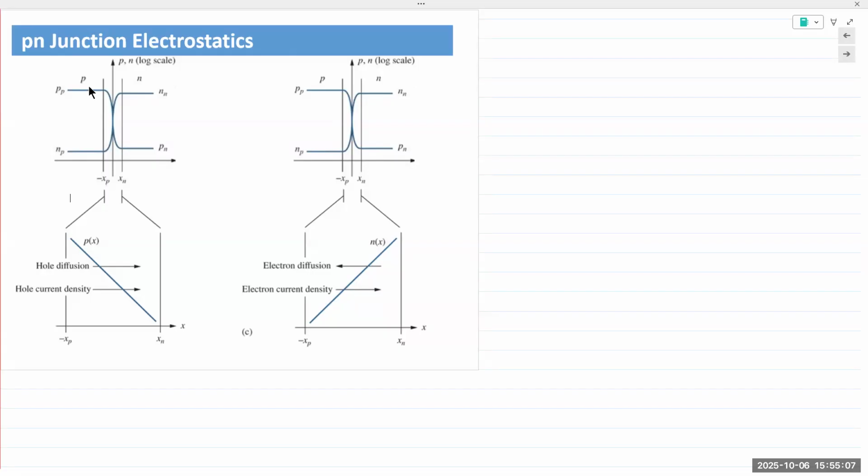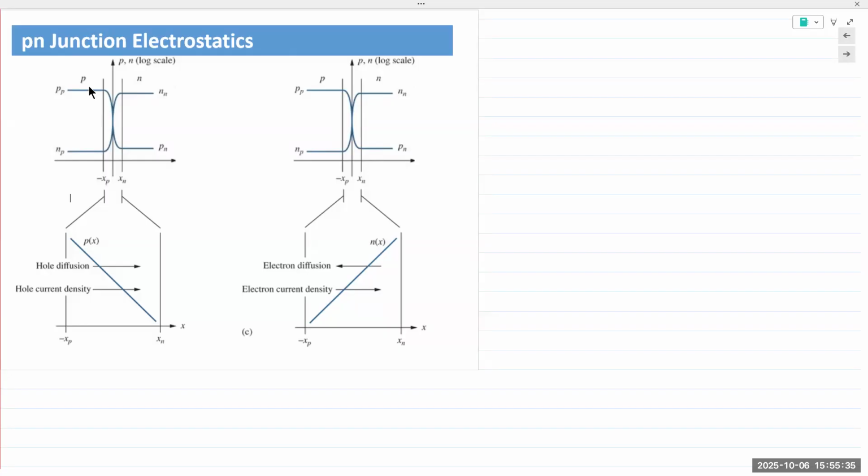Now, if this continues unabated, meaning if it's not stopped, what do you think is going to happen? It's going to be evenly distributed. You have an equal number of holes and electrons on both sides of the junction barrier. Technically, the junction does not exist anymore. Right? That's what you would expect to happen. But that's not what happens. After a certain point, this diffusion is stopped.